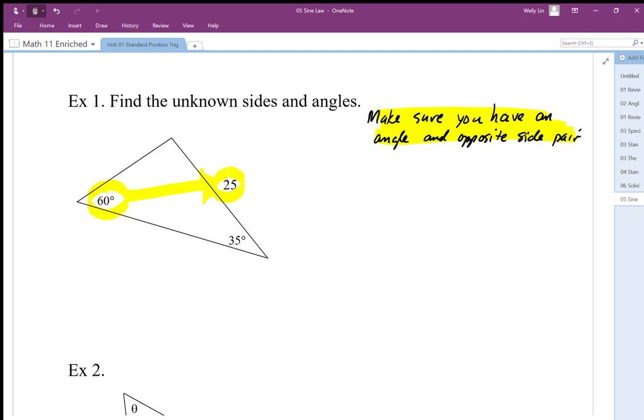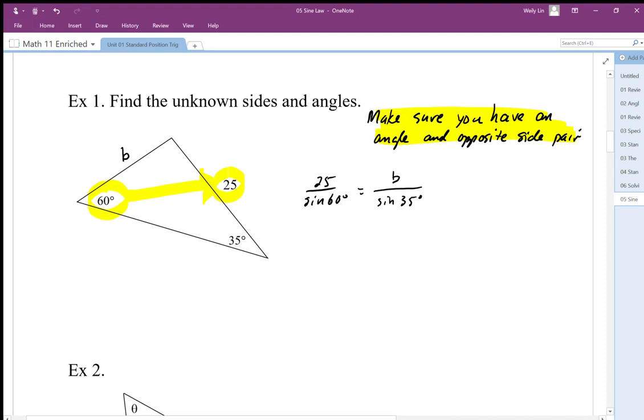So we're going to set up the sine law. When we set up the sine law, it looks like this. We take the angle and the opposite side. It doesn't matter which way you write the ratio. I'm going to write the side on top, sine on the bottom, and as long as we make sure the other pair has the same orientation, so sine on the bottom, 35 degrees. That's my sine, and then I'm going to call this side B.